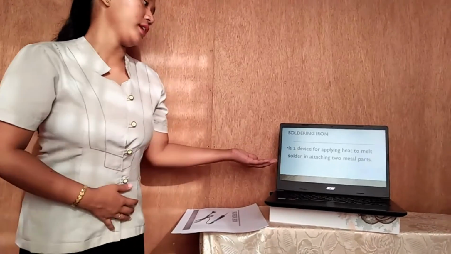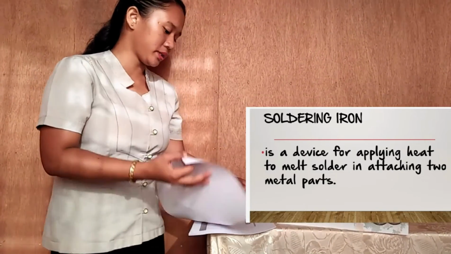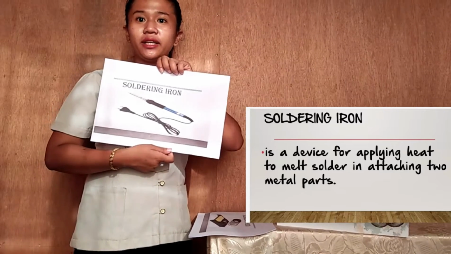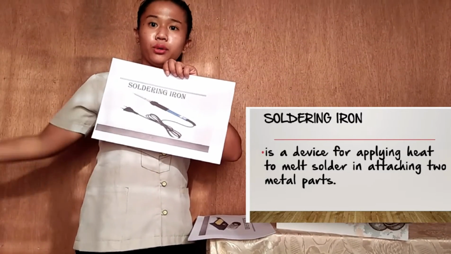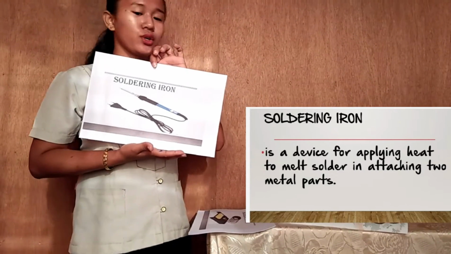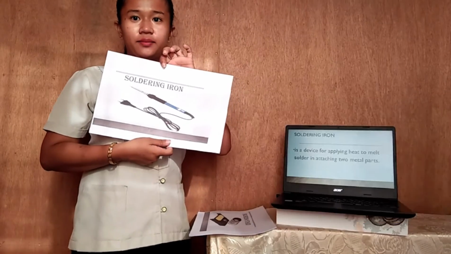Soldering iron is a device for applying heat to melt solder for attaching metal parts. So this is the picture of a soldering iron. It supplies heat to solder so it can flow into two workpieces. Soldering iron is composed of a metal heated tip and an insulated handle.